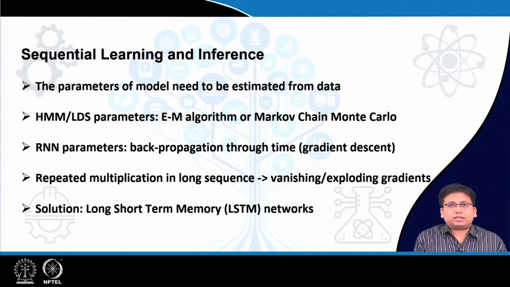Okay. So now these are all models, and each model comes with different parameters. So the question is how to estimate all those parameters from the data. In case of HMM or LDS, these are probabilistic models, so the parameters can be estimated using the EM algorithm or Markov chain Monte Carlo methods. Especially for hidden Markov models, there is the famous Baum-Welch algorithm for estimating the parameters, that is based on the EM algorithm.